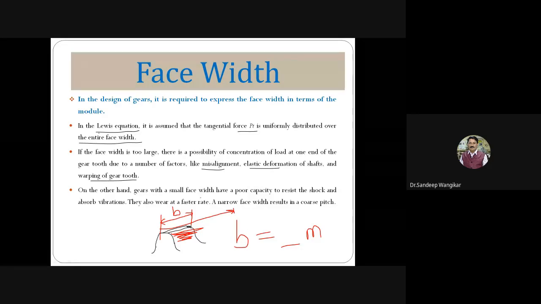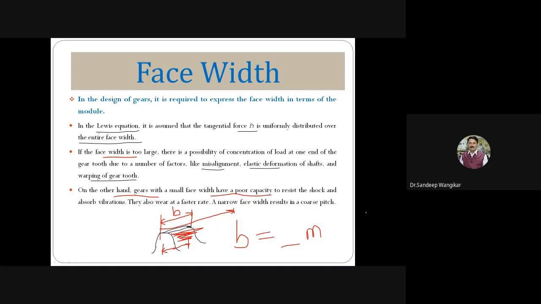On the other hand, if the gear face width is too small, assume that it is only half of this part, then what will happen? The small face width will have poor capacity, a smaller dimension, and poor capacity to resist shock and absorb vibrations. They will also wear at a faster rate. Therefore, a narrow face width results in coarse pitch. So a narrow face width is also not desired. If it is too large, not desired. If it is too small, again not desired. Both are not desired cases.